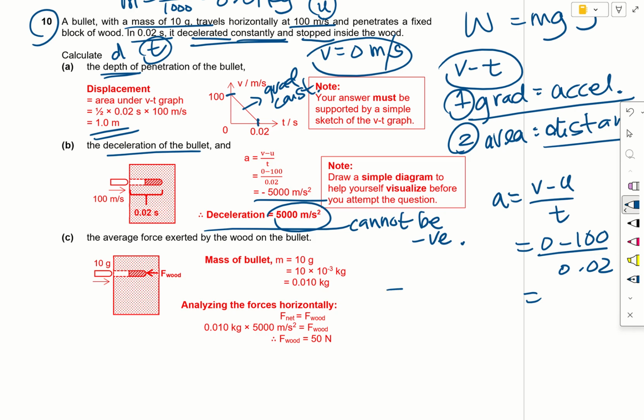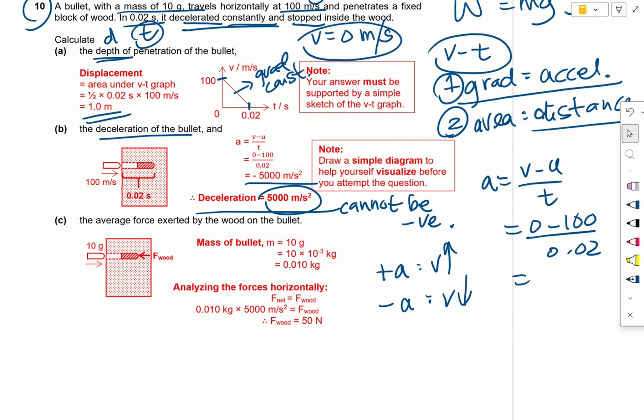Positive acceleration, let's say we don't talk about change in direction. Positive acceleration means velocity increases. Negative acceleration means velocity decreases if we are not talking about change in direction.